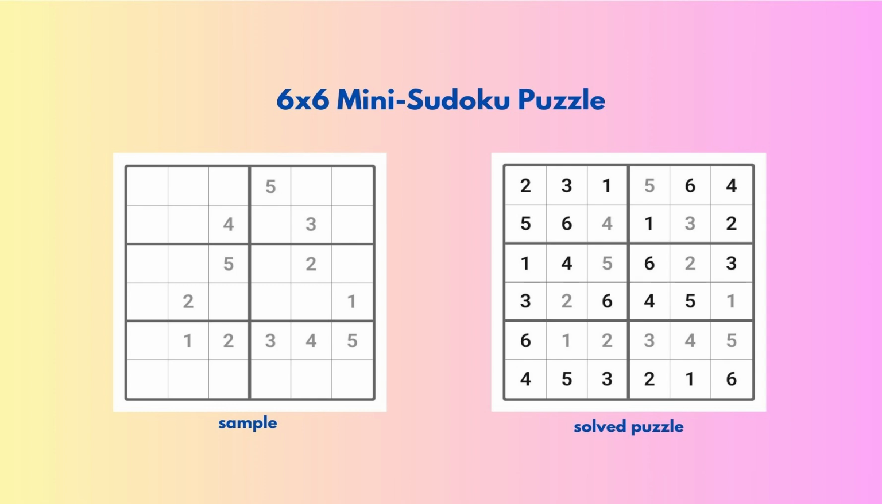The goal is to fill in the grid with numbers from 1 to 6, making sure that each row, column, and the 2x3 sub-box contains each number only once. The puzzle is considered solved when all the cells are filled in correctly, like the one on the right.